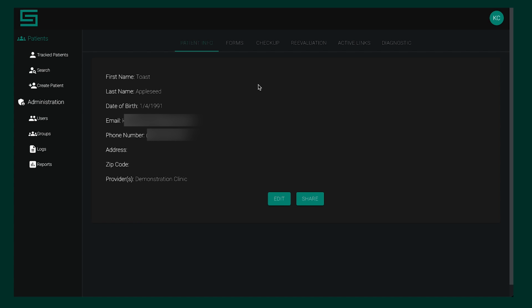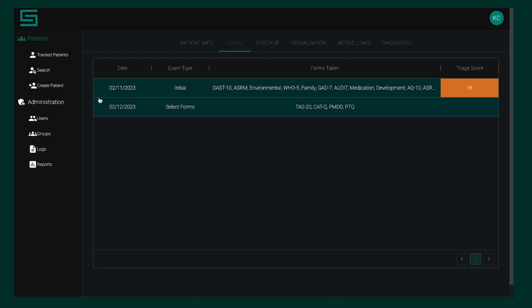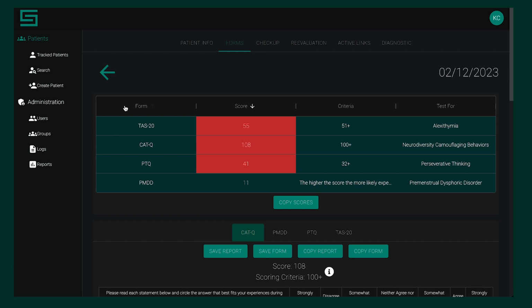So Toast went in and finished all their forms. And so you can see that secondary set of forms that was sent out has come back in. So we can look at these and see if they verify our hypothesis of ADHD. And looky here, we are positive for some alexithymia traits, we're positive for some camouflaging traits, and we're positive for perseverative thinking.